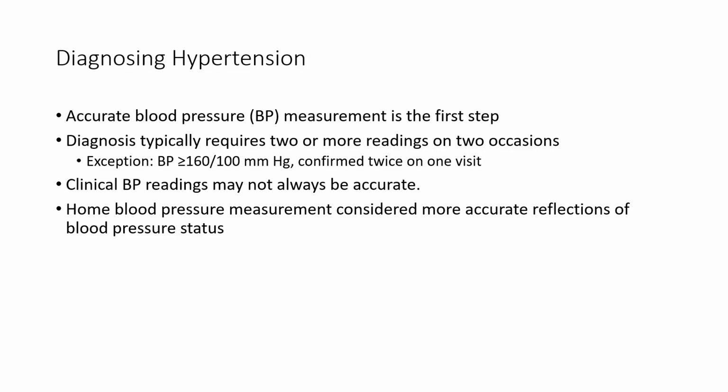Keep in mind that clinical blood pressure readings may not always be accurate. Home blood pressure measurement is considered a more accurate reflection of blood pressure status, just because some people can be nervous when they're at a doctor's appointment or getting their blood pressure taken. So we want to make sure that we're getting accurate readings.